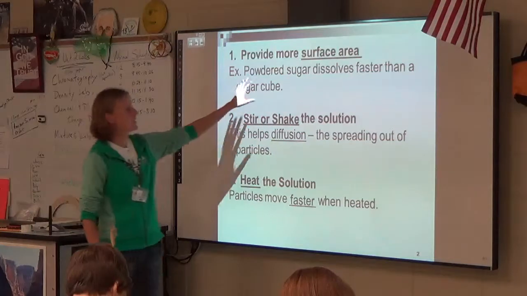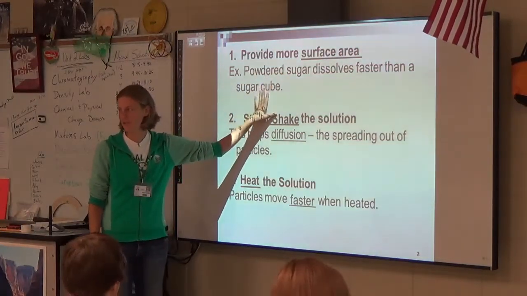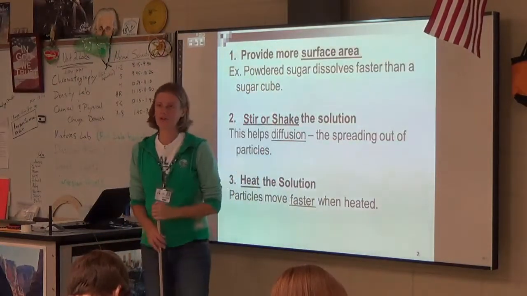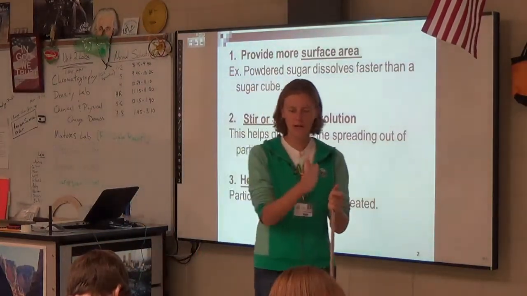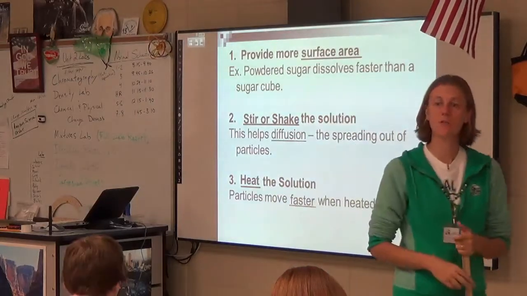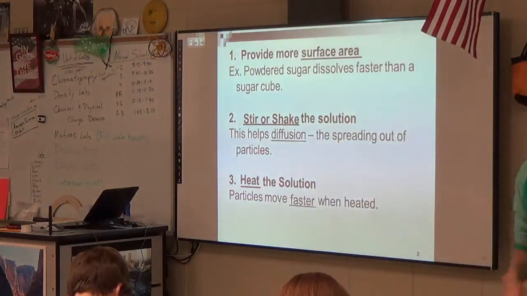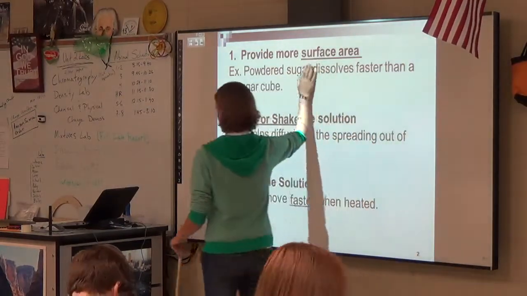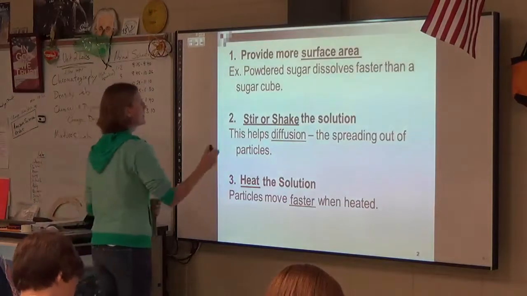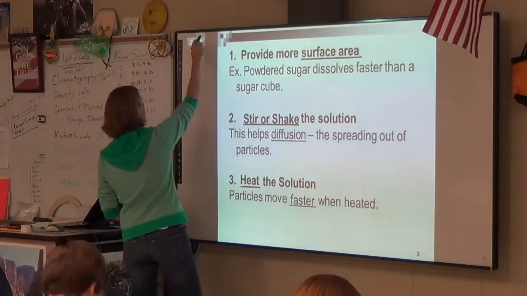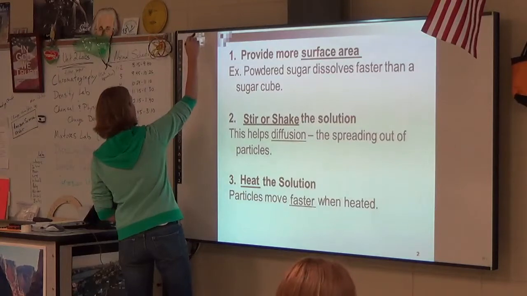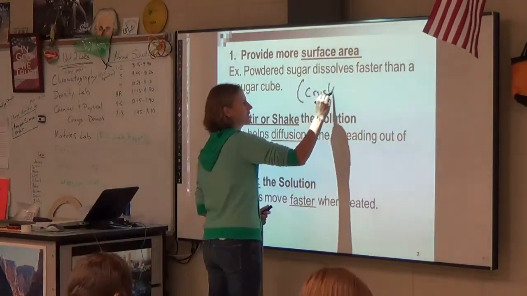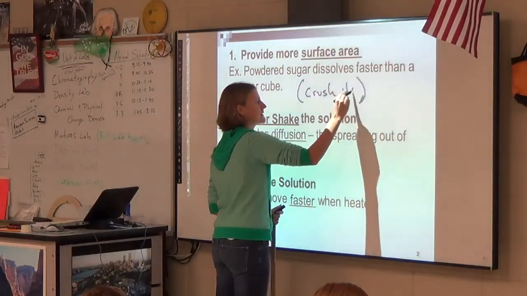All right, the crush it is correct. The fancier science way of saying crush it is to provide more surface area. If you take a sugar cube and you cut it in half, well, that's 2 more surfaces that are now exposed. Cut it in half again, more surfaces are exposed. So provide more surface area. That's crush it. In fact, let's put that in parentheses. Crush it.